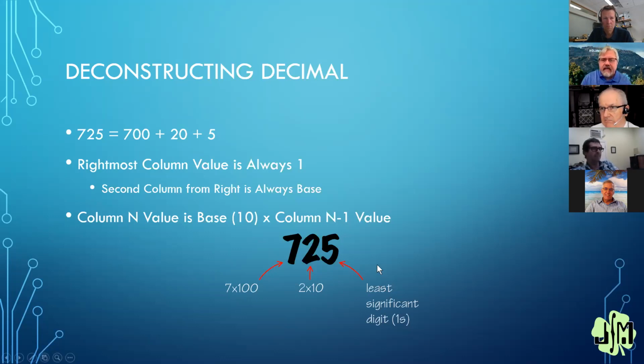So in decimal, that would be 10. So this second column from the right is always 10. Every subsequent column is going to be the column to the right times the base. So we have 1, 10, 100. If we had more columns, it would be 1,000, 10,000, 100,000, etc.